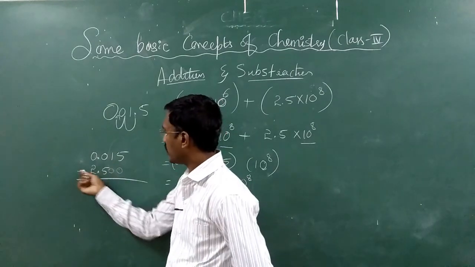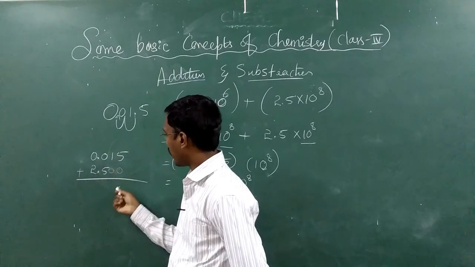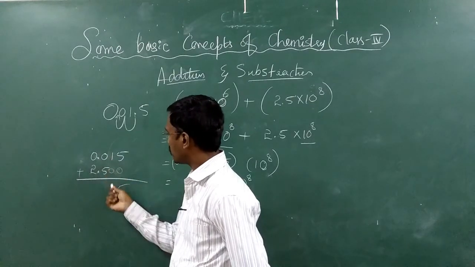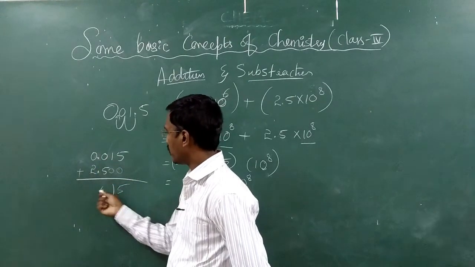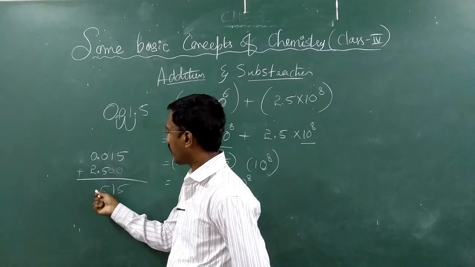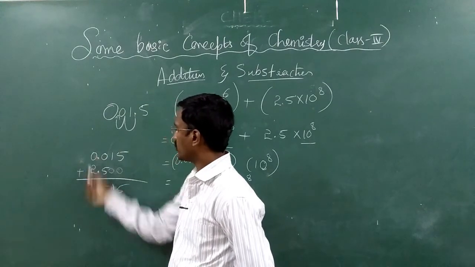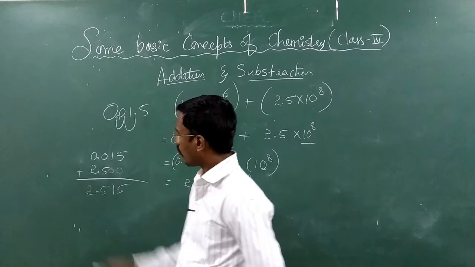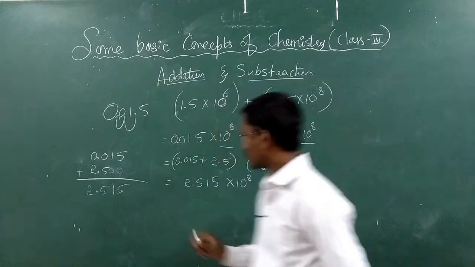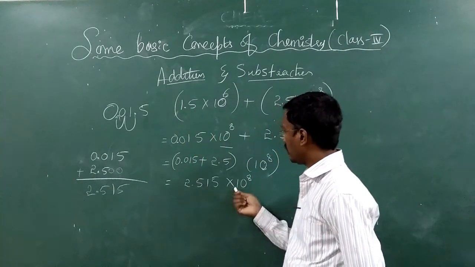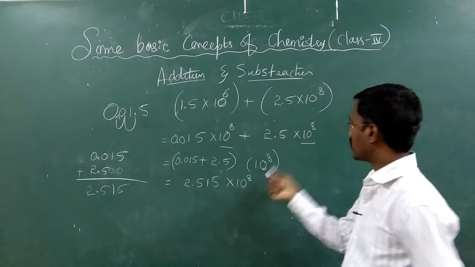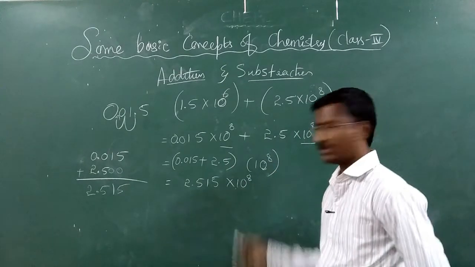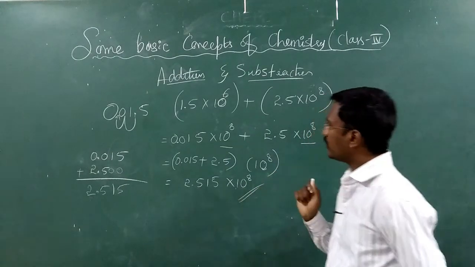So we will do the addition. 5 plus 0 is 5, 1 plus 0 is 1, 0 plus 5 is 5, the decimal point as it is, 2 plus 0 is 2. Therefore, 2.515. That's why I have written 2.515, and the common terms are the same: 10 raised to 8 is the same as it is. Are you understanding this point?